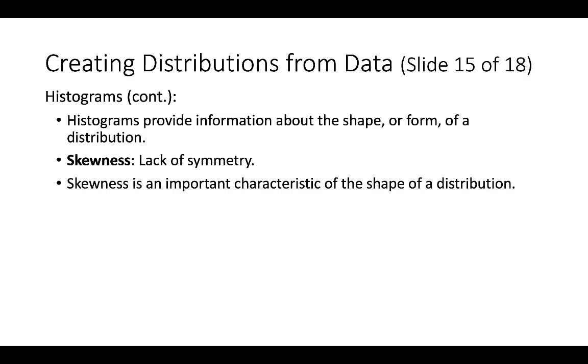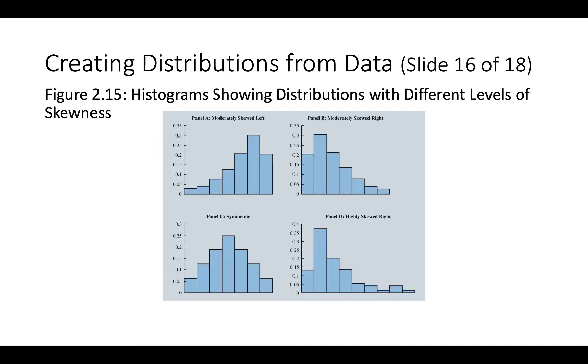Histograms provide information about shape, form, or distribution. If you have skewness in a histogram, it means a lack of symmetry. So it's an important characteristic of the shape of the distribution. You can have different shapes, and in here you see 4 different types.